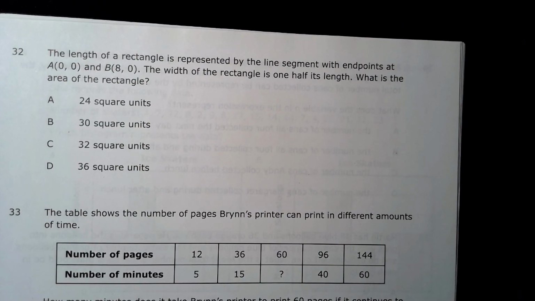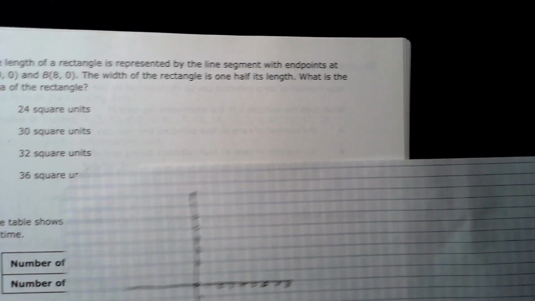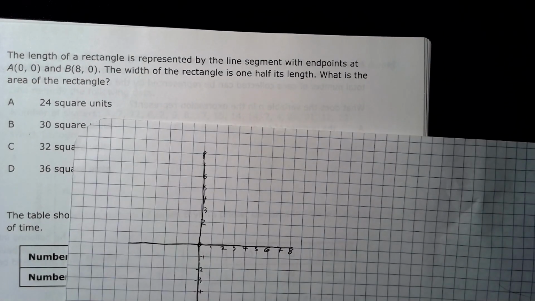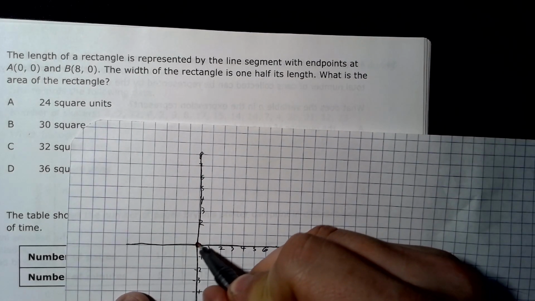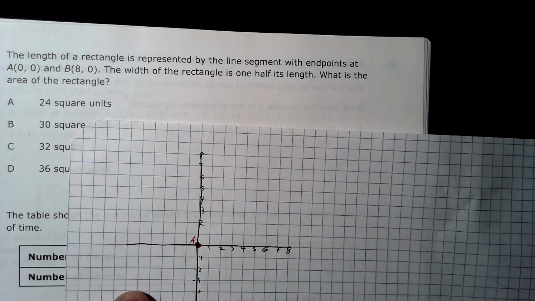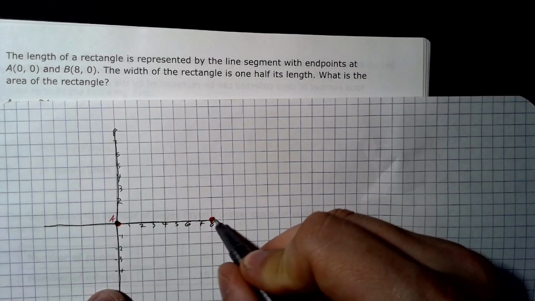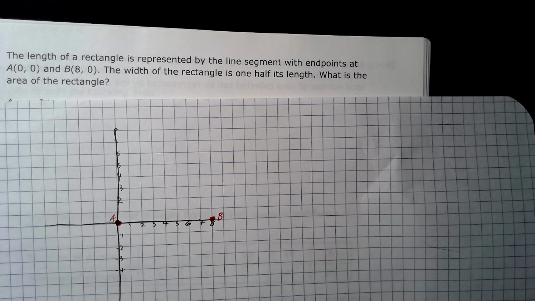Now, in order to do this problem, we're going to need some graph paper. I've already prepared some just for this problem. We've got point A at (0, 0), so point A is right here, and point B at (8, 0), which would be located here. Point B. Now, it says that the width of this rectangle is 1/2 of its length.